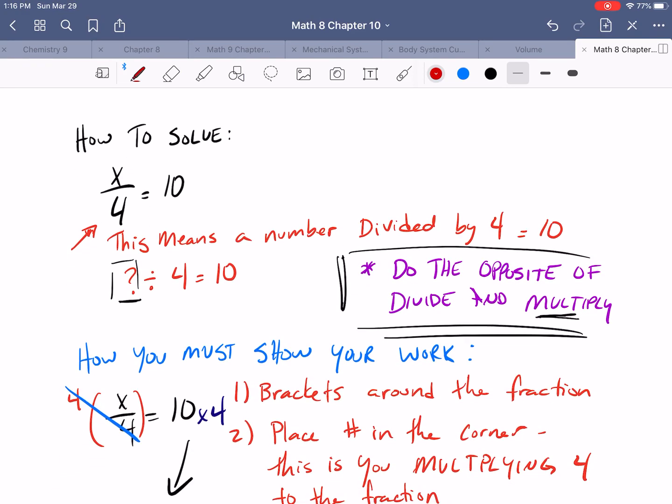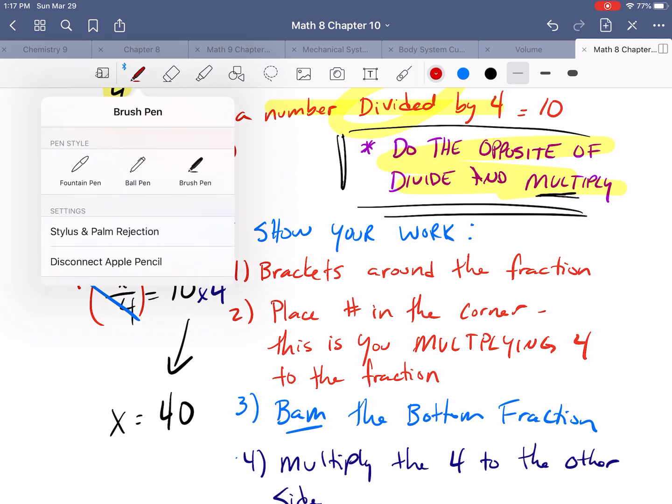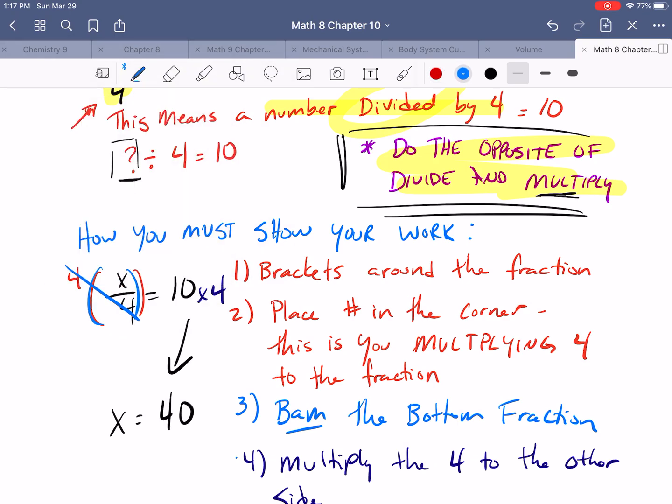Okay, so now we're getting to a dividing statement. And so remember what I told you is you're always doing the opposite of what it's asking you for. So x divided by 4 means that it's a number divided by 4 equals 10. So this word divided by is super important, because we've got to do the opposite of divide, and the opposite of divide is multiply. So that's what that says right here. So in order to get rid of the 4 and solve for x, we've got to multiply. This is how you have to show your work. The first step whenever you see a fraction is you've got to use brackets. So I always put a bracket around my fraction first.